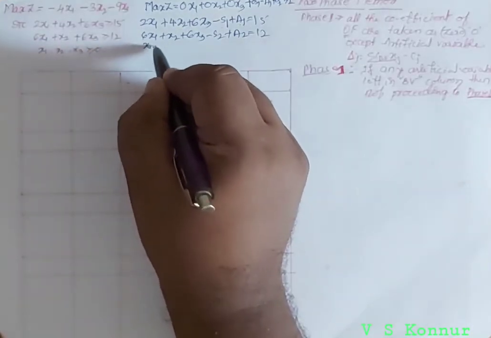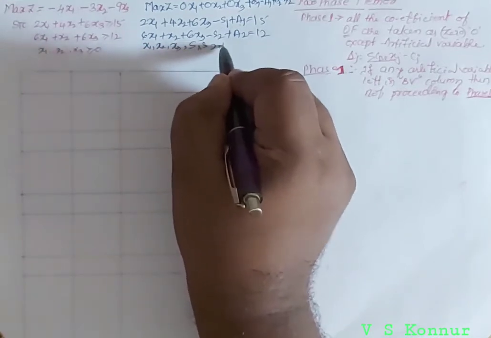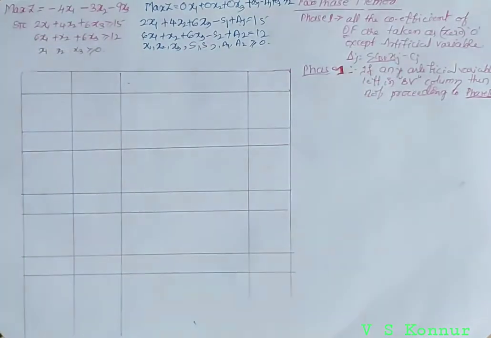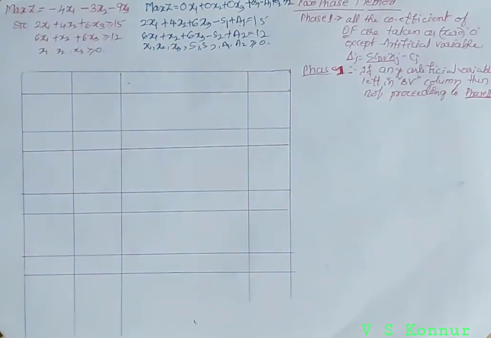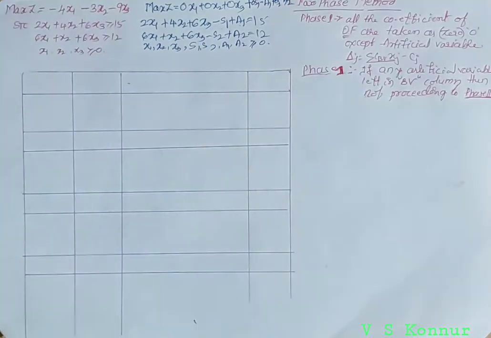Now x1, x2, x3, s1, s2, a1, a2 should be greater than or equal to 0. This is the standard form of the objective function and constraints in the first phase. We should consider 0 as the coefficient of these values.